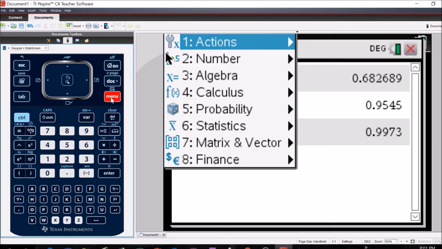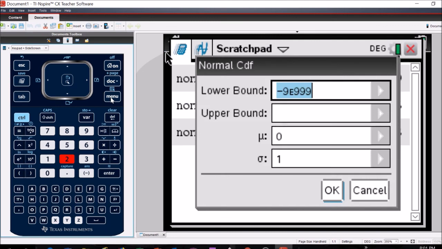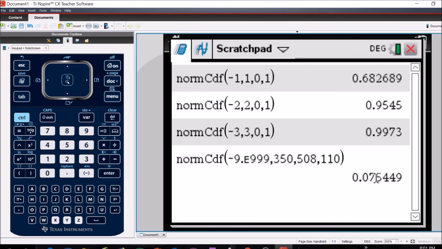All right, remember to use your shortcuts, menu 552. For the first one, we wanted to know the probability, or what percentage of students scored less than 350. So our lower bound, that -9E999, that's the biggest number really this calculator can handle. It's saying that it goes a long way to the left. The upper bound on our region is 350. Mu, the mean, is 508. And the standard deviation was 110. All right, so 7.5% is what I got out of that. 7.5% of students scored less than 350.